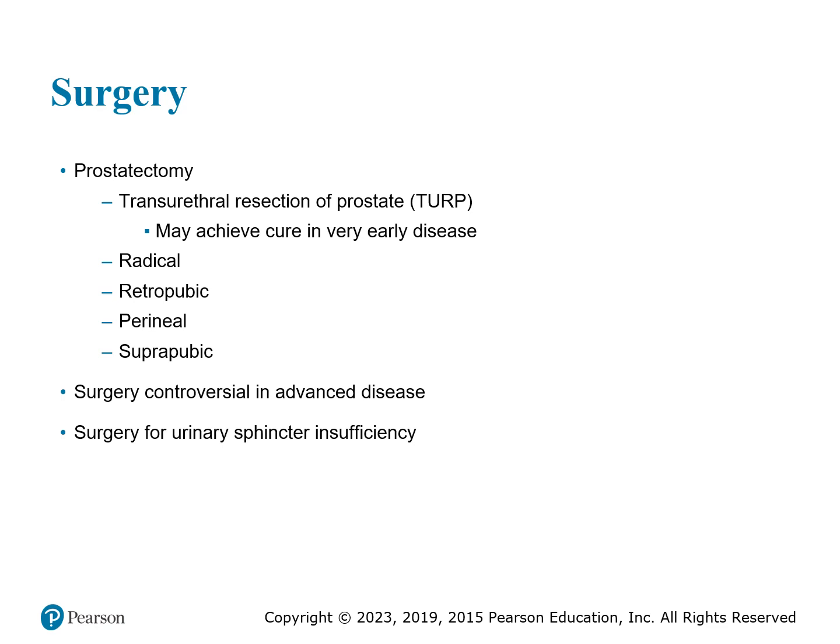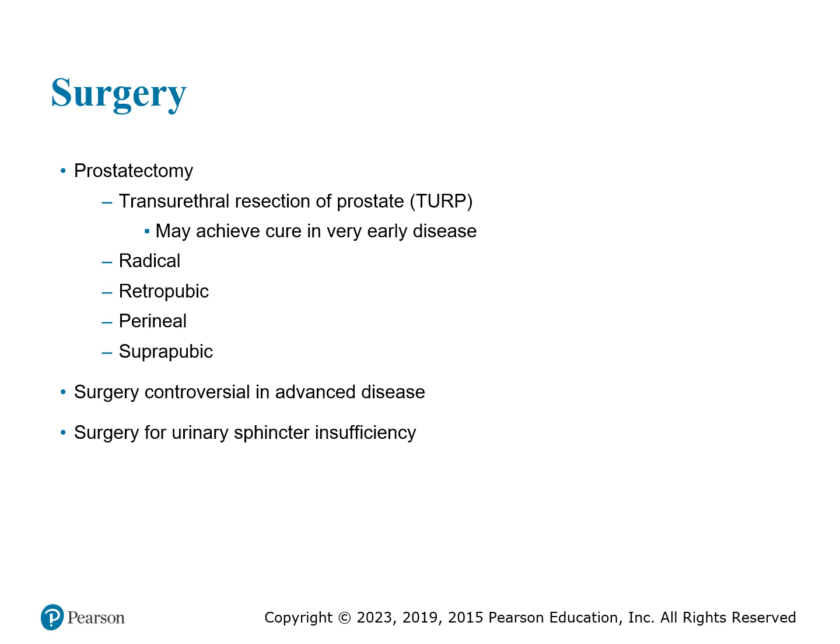Prostatectomy is the removal of all or part of the prostate. The transurethral resection of the prostate, or TURP, involves removal of parts of the prostate gland by a surgical instrument that's inserted into the end of the penis and through the urethra. For very early disease in older men, TURP may achieve cure of prostate cancer.